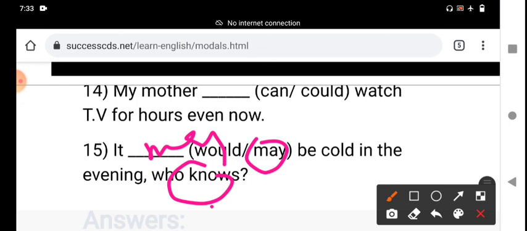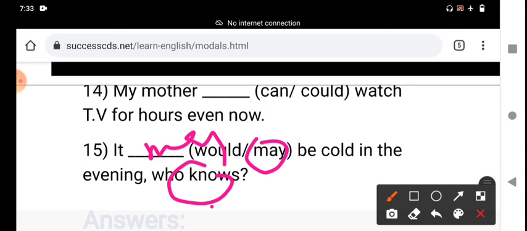That is more important, my dear students: may is also used for giving permission and taking permission. And then it is used in imagination and prediction. It may be cold in the evening. Who knows? That is the answer to this 15th question blank.